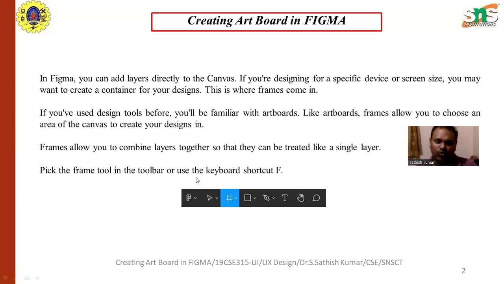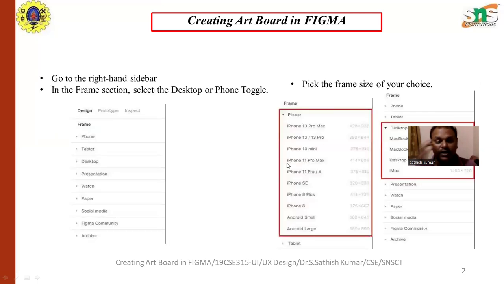Pick the frame tool in the toolbar or use the keyboard shortcut F. Then go to the right-hand sidebar. In the frame section, select the desktop or phone title. Here we have design, prototype and inspect. In design, we have frame and then phone. In the frame, we can use phone frame, tablet frame, desktop frame, presentation frame, watch frame, paper frame, social media frame, and Figma community and archive. These are the design frames we can use.